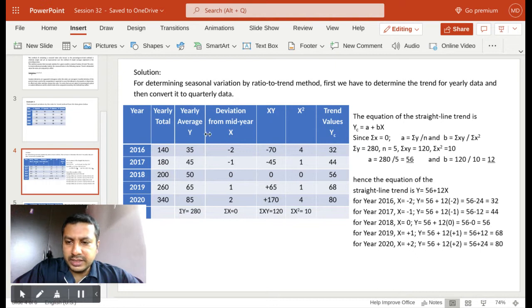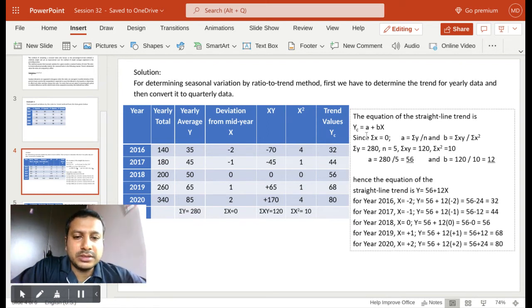Next column is x into y. X is here, y is here. Plus into minus, minus 35 into 2, 70. Minus 45 into 1, minus 45. 0. 65, that is plus 85 into 2, 170 plus. Total of this, summation xy, is 120. Next column is x square. When you square it, minus will be plus, right? Minus into minus plus. 4, 1, 0, 1, 4, total will be 10. That is summation x square.